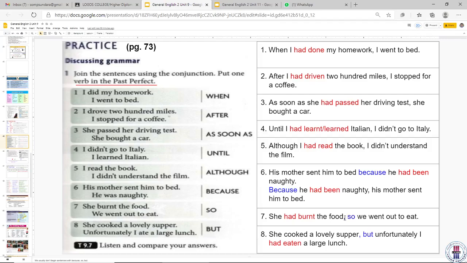This is why these are also known as coordinating conjunctions, because they combine two simple sentences. So we put a comma before these conjunctions. Number 8, she cooked a lovely supper. Unfortunately, I ate a large lunch. So what happened first? You ate a large lunch. So you put that in the past perfect. She cooked a lovely supper, but unfortunately, I had eaten a large lunch.